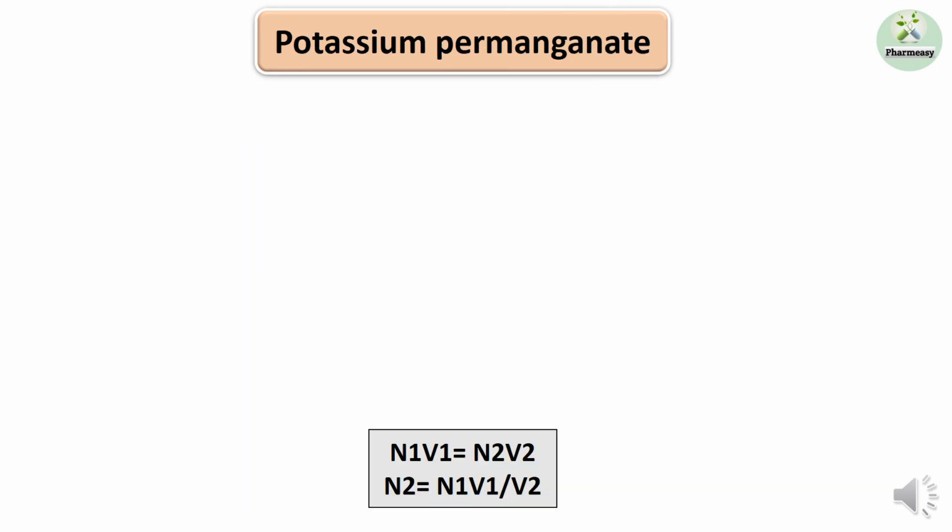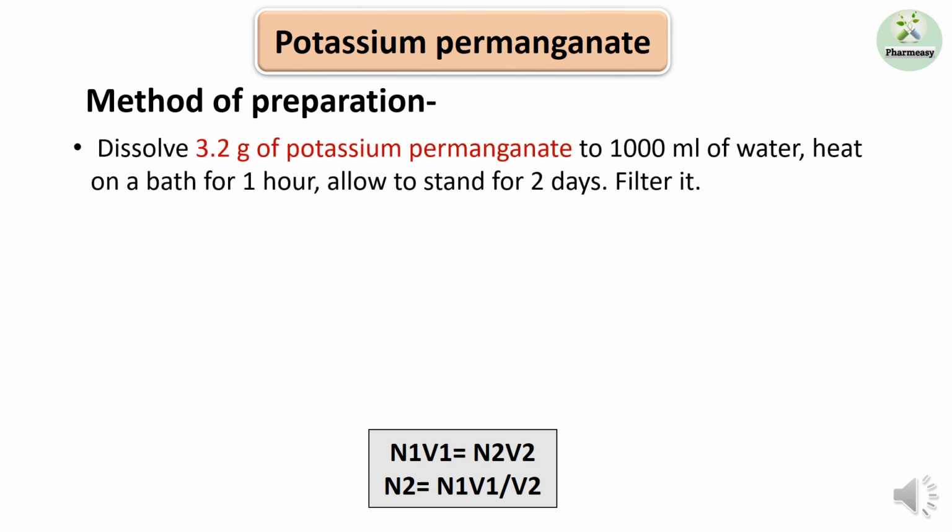Next and second last compound is potassium permanganate. Its method of preparation is dissolve 3.2 g of potassium permanganate in 1000 milliliters of water, heat on a water bath for 1 hour, allow to stand for 2 days, and then filter it.